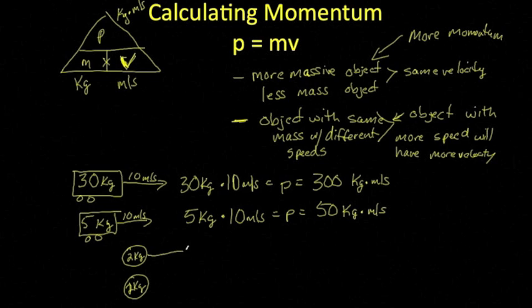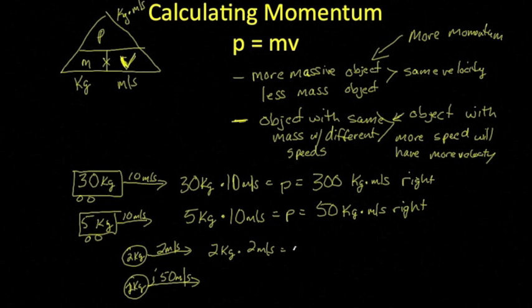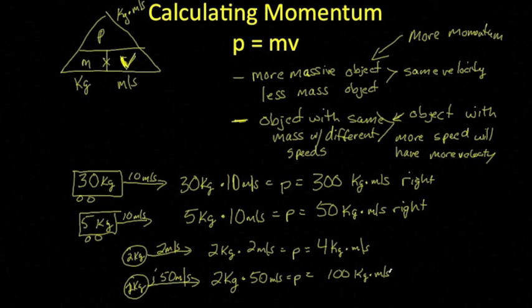So if you have a 2 kilogram bowling ball moving down the alley, remember these are vector measurements, so you really should write the direction down. And one bowling ball is moving at 2 meters per second, and the other one's moving at 50 meters per second. They have the same mass, but one's moving much more quickly down the alley than the other. So you would calculate the momentum. You would get a momentum of 4 kilograms times meters per second. The other bowling ball is moving at a much greater velocity, so its momentum is going to be 100 kilograms times meters per second. You can calculate the momentum as long as you're given the mass and velocity.